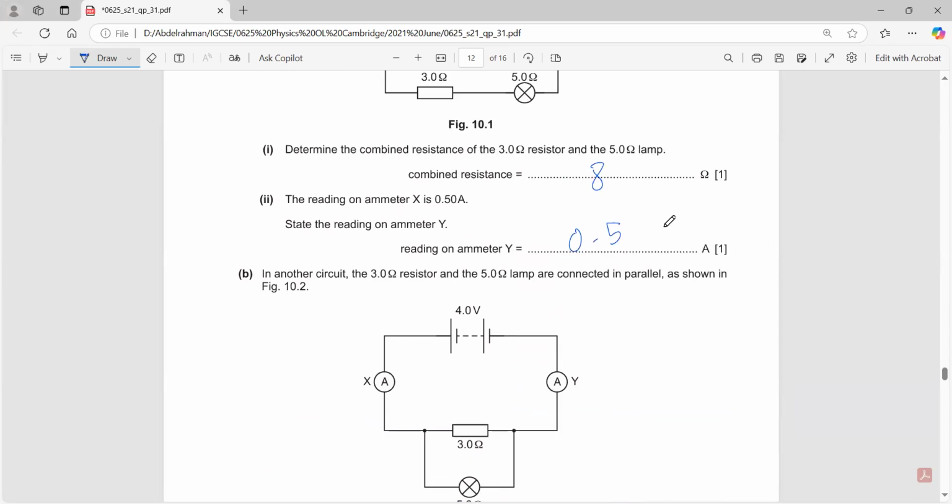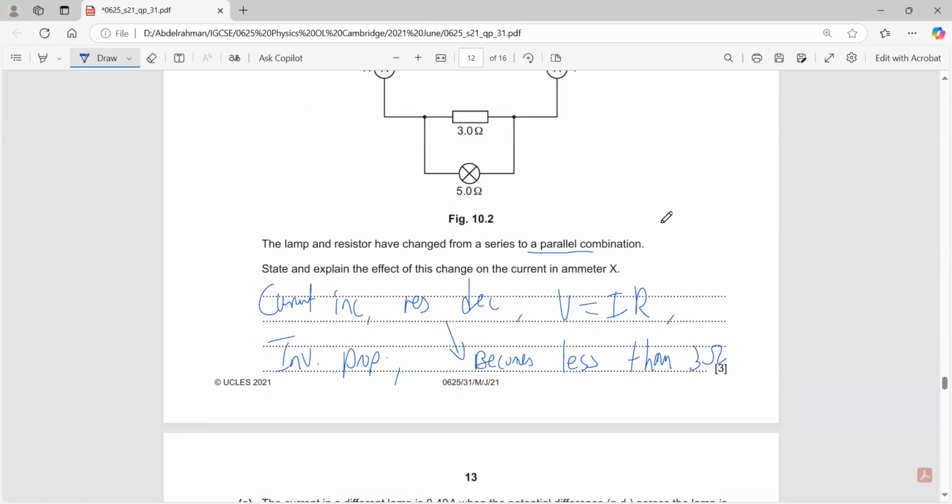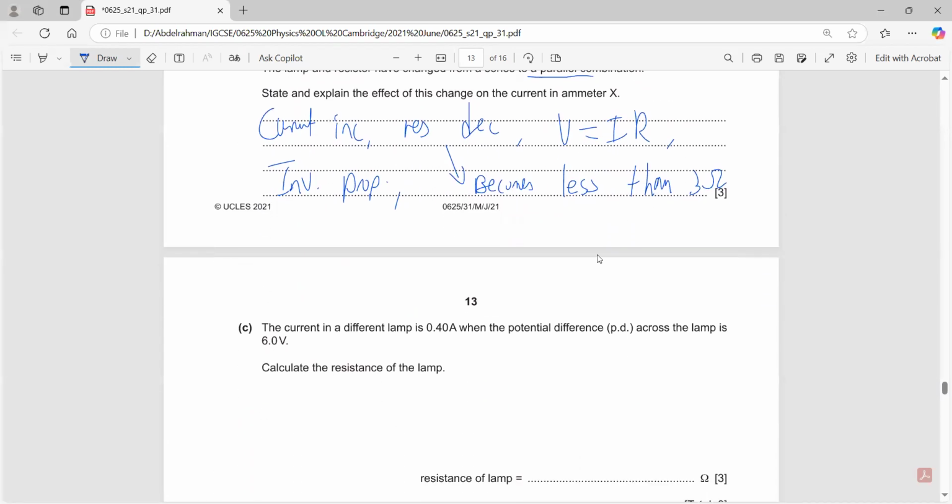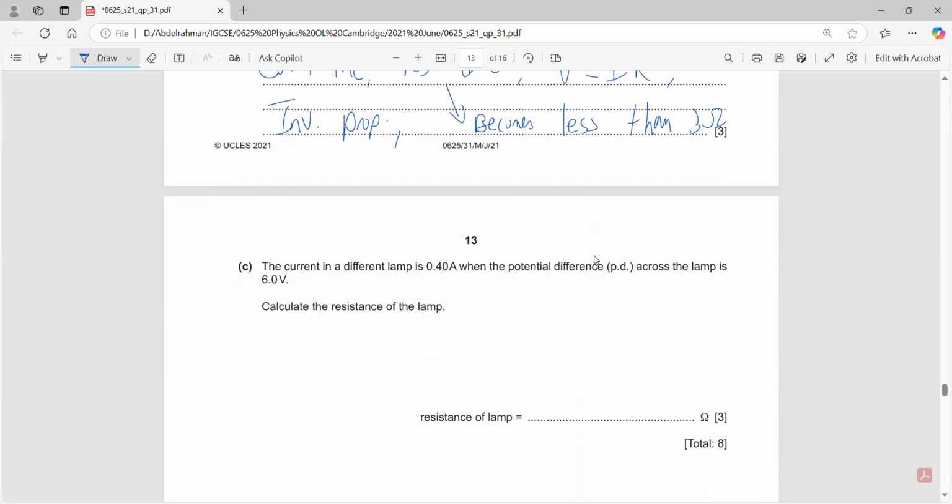I know we had 8 ohms when they were in series. When we add them in parallel, it would be less than 3, less than the least resistor. So the current increases. The current is 0.4 and the voltage is 6. Can I find the resistance of the lamp? Yes, of course. R equals V over I, so 6 over 0.4. 6 over 0.4 is 15. 3 very easy marks.